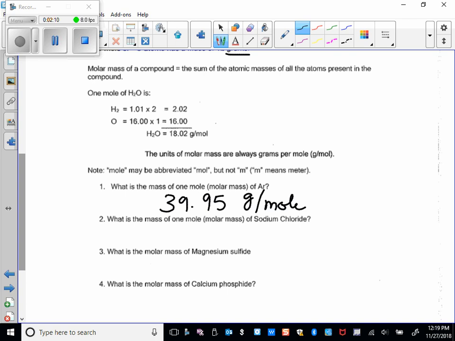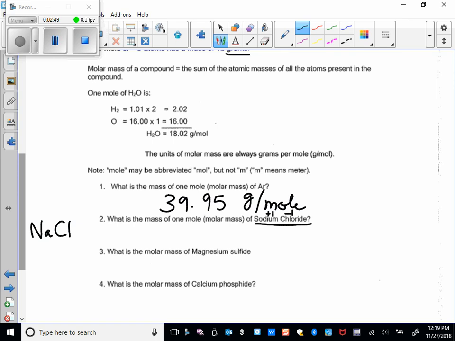The next substance is a compound. It's not an element anymore. It is a compound. And the given compound is sodium chloride. What is the charge on sodium? Sodium is a plus 1. What is the charge on chlorine? Negative 1. So what is my formula for sodium chloride? NaCl. Write that on the side. So you will be given the name, you will be expected to write the formula on your own.